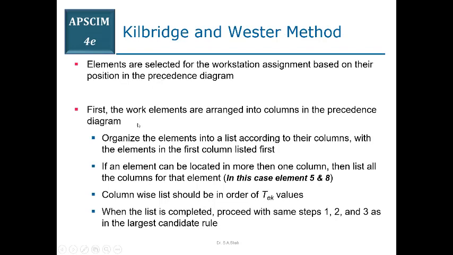These are the steps which will be involved in this particular method, that is the Kilbridge and Western method. Here we will select the elements for workstation assignment based on the position of the operations, or you can say the work elements, according to the precedence diagram. I will first read out the steps and then we will discuss them. First, you have to arrange the work elements into multiple columns within the precedence diagram.